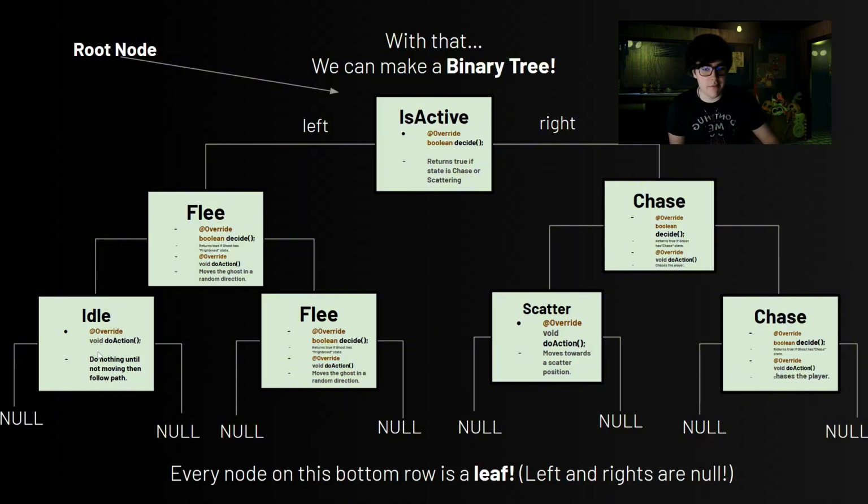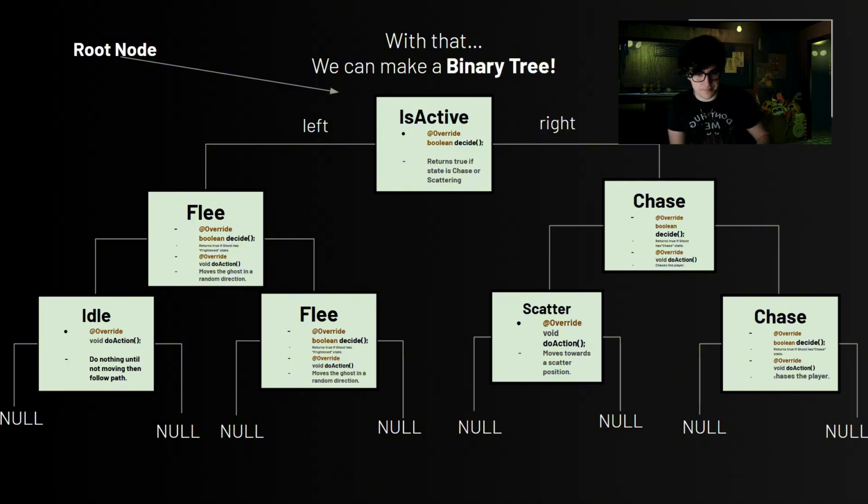Oh yeah, so every node at the bottom row is a leaf because their left and right subtrees are null. That's what a leaf is. You guys probably know this, but just for reiteration, a node whose left and right subtrees are both null is a leaf. And those are the only nodes that get do action executed.